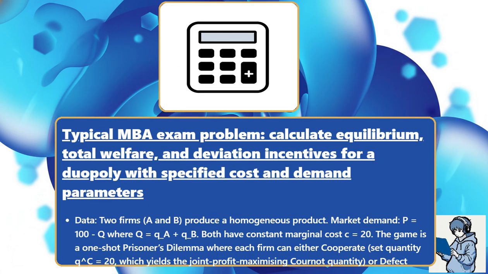Data: two firms, A and B, produce a homogeneous product. Market demand: P = 100 − Q, where Q = Q_A + Q_B. Both have constant marginal cost C = 20. The game is a one-shot prisoner's dilemma where each firm can either cooperate, set quantity Q^C = 20, which yields the joint profit-maximizing Cournot quantity, or defect, choose quantity Q^D = 40, which is the Cournot best response to the rival's cooperation.